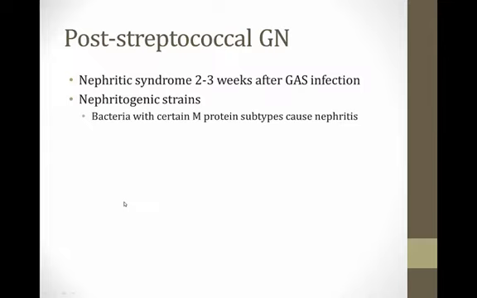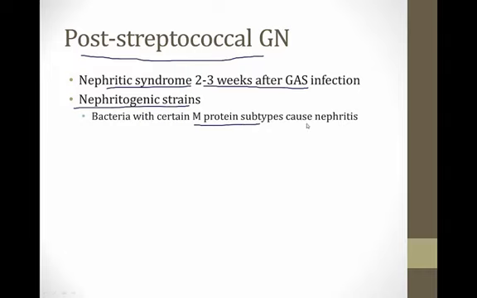When you think about rheumatic fever, you should also think about post-streptococcal glomerular nephritis, because they are both sequelae of Strep pyogenes infections. Post-streptococcal glomerular nephritis is the nephritic syndrome. It usually occurs 2 to 3 weeks after a group A strep infection. And one thing to know is that there are certain strains of strep called nephritogenic strains, and these have particular M protein subtypes that cause nephritis.